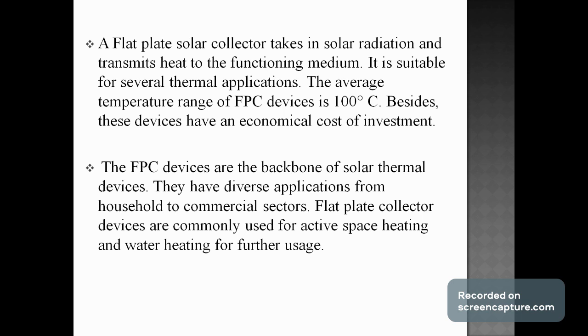A flat plate solar collector takes in solar radiation and transmits it to the functioning medium. It is suitable for several thermal applications. The average temperature range of a flat plate collector device is 100 degrees Celsius. Besides, these devices have an economical cost of investment. Flat plate collector devices are the backbone of solar thermal devices. They have diverse applications from household to commercial sectors, and are commonly used for active space heating and water heating for further usage.